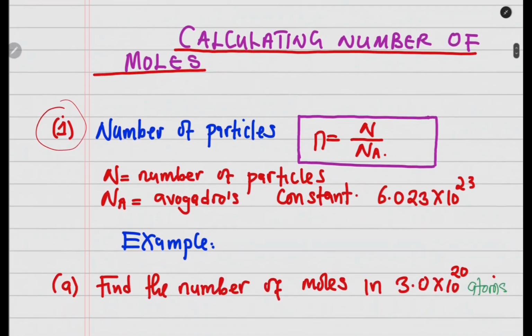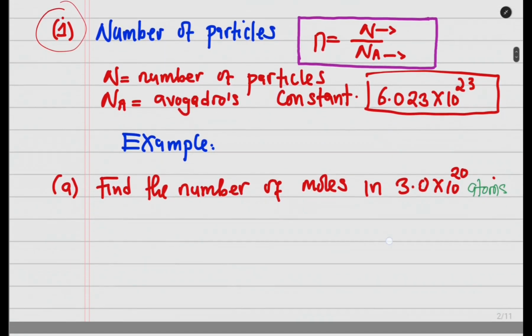Now, the formula that we use is n, small letter n, represents number of moles. Capital letter N, just on top, is number of particles, and at the bottom, N with a subscript A, that is capital letter A, is the Avogadro's constant, and this number is experimental, so it is always there. You need just to master it, which is this number here. Okay, so that is what you use to calculate the number of moles. Let us look at an example.